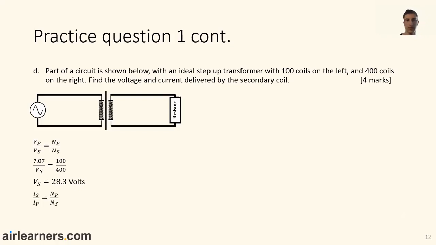We can also apply the turns ratio for current, and that will give us a current in the secondary coil of 1.06 amps. Mark allocation: you get 1 mark for these 2 points, 1 mark for the answer, another mark for these 2 points, and 1 for the answer.